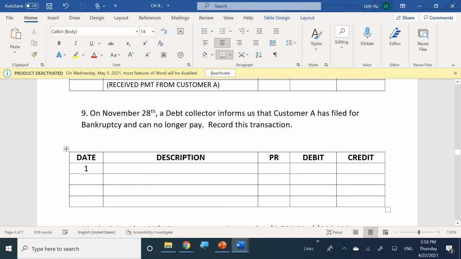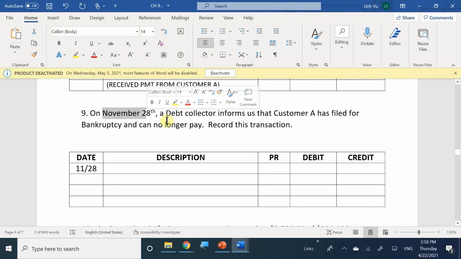So it is now November 28th. Okay. So is it still going to be an allowance for doubtful accounts, or is it going to be bad debt, forgiven debt? Well, it's not the end of the year. It's during the year, right? So in this case, you're correct with the first one that you said.